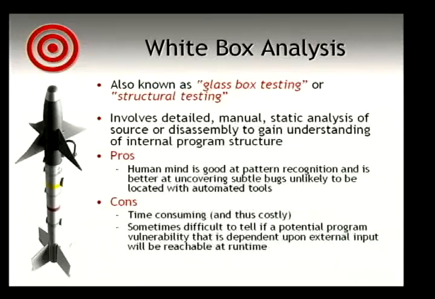The benefit is that the human mind is good at pattern recognition. The human mind is more likely to find subtle bugs that a more automated tool would miss. Of course, the drawback is that it's very time-consuming, and time is money, as we all know, so it could also be very costly. Secondarily, it can sometimes be difficult to tell if that potential program vulnerability will be reachable at runtime, and also what the structure of that input is that will allow you to reach that vulnerable location in the program.